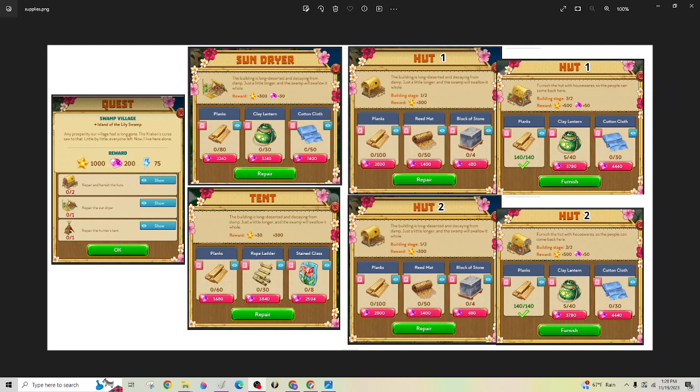All right, this is what you will encounter first. And this is what the quest looks like right here. Two huts, a sun dryer, and the hunter's tent. And there are the requirements for all of those. It's two huts, so one and then the same thing twice.